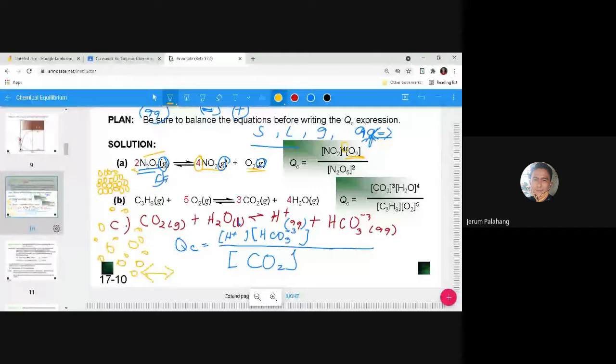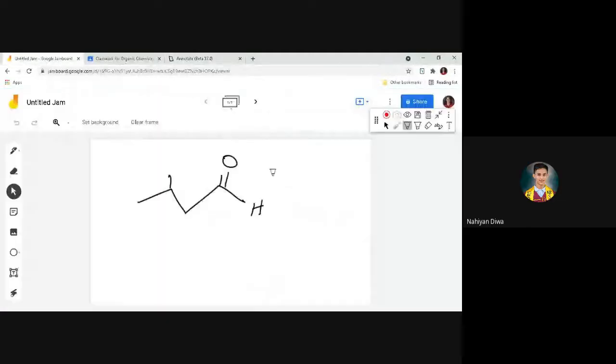So only gases, ma'am? Yes, only gases, and we have the aqueous solutions. So we do not include liquid and solid. Okay, it's only gas. Yes, ma'am.